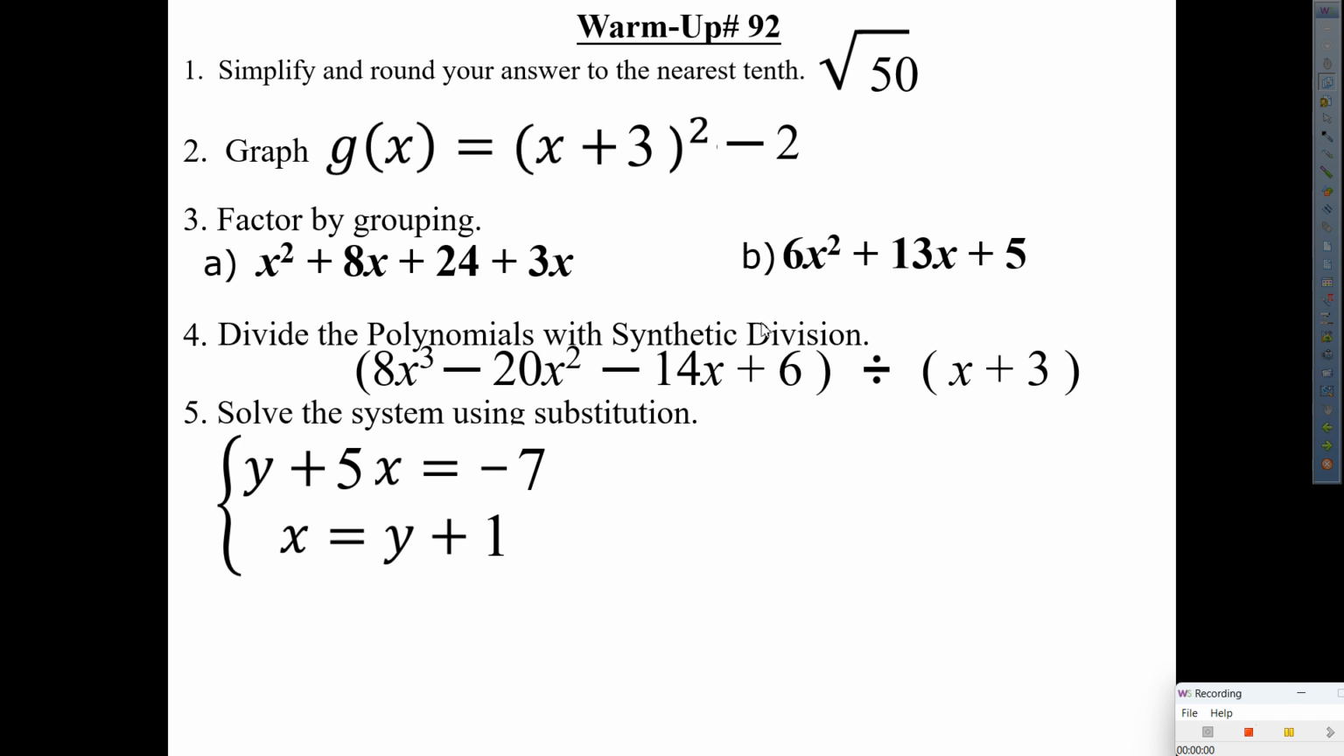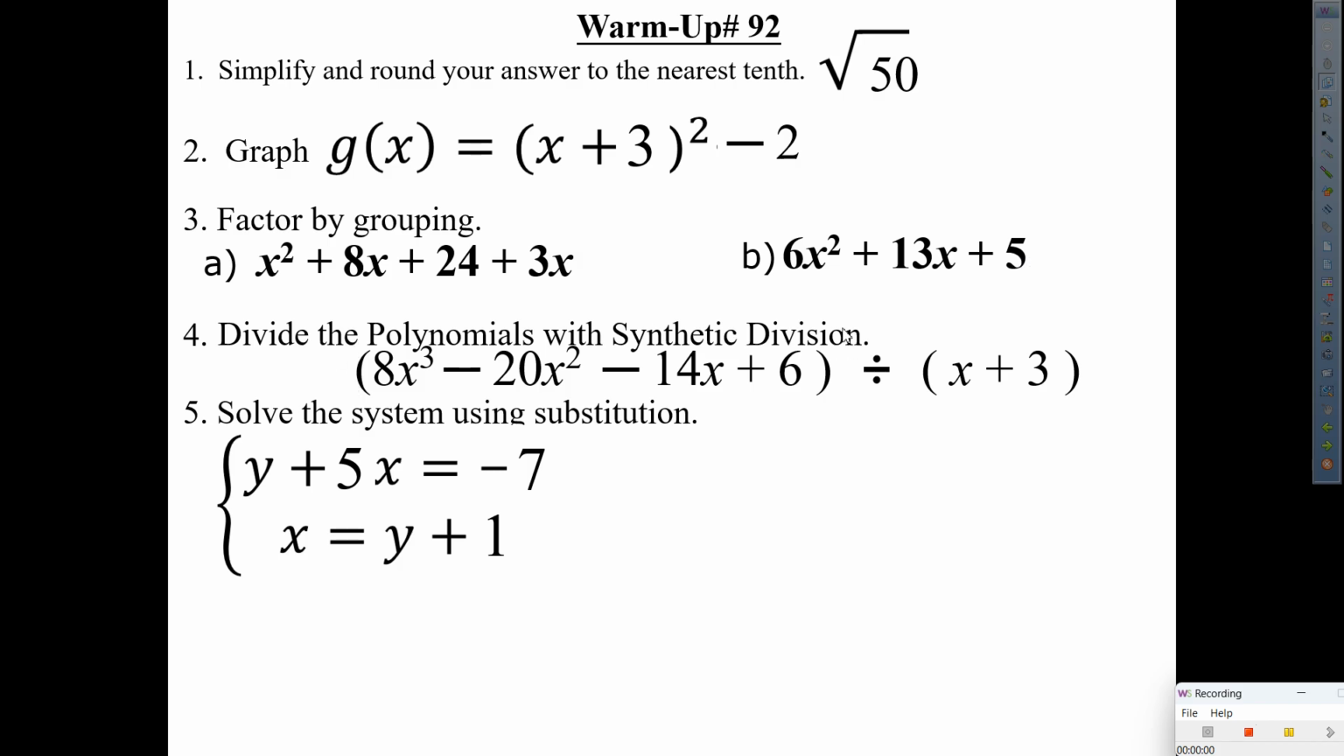So warm-up 92 should be a piece of cake by now. We have to simplify and round your answer to the nearest tenth. Square root of 50. Graph g of x equals (x + 3) squared minus 2. Then we got factor by grouping x squared plus 8x plus 24 plus 3x. And part B is 6x squared plus 13x plus 5.